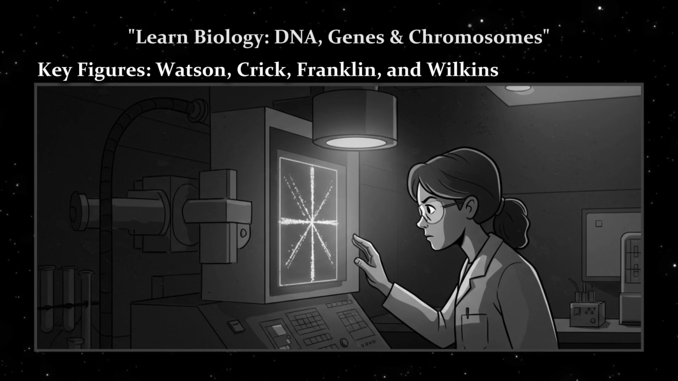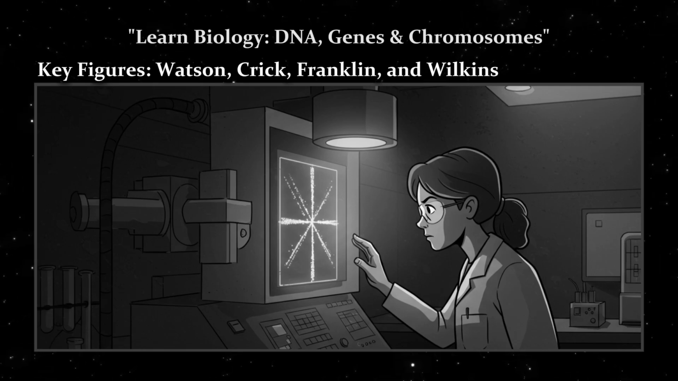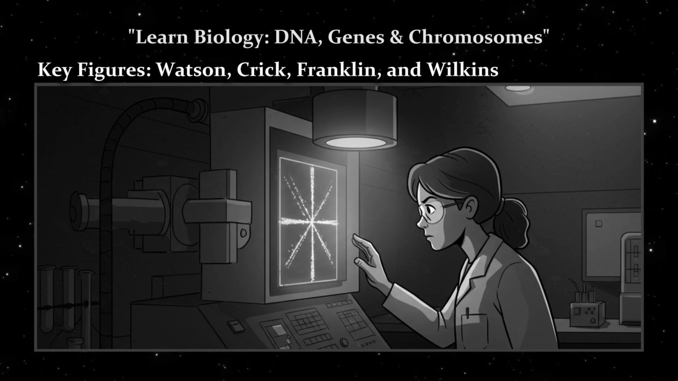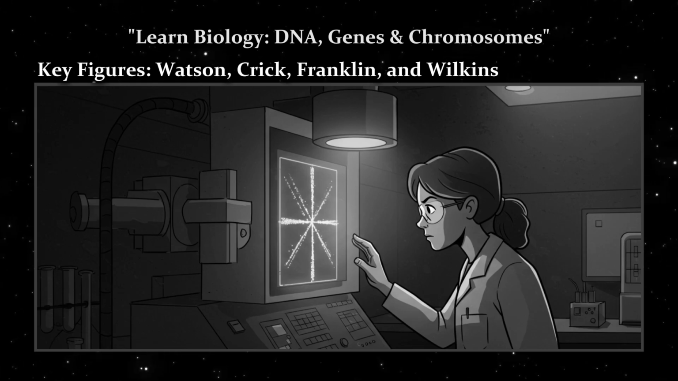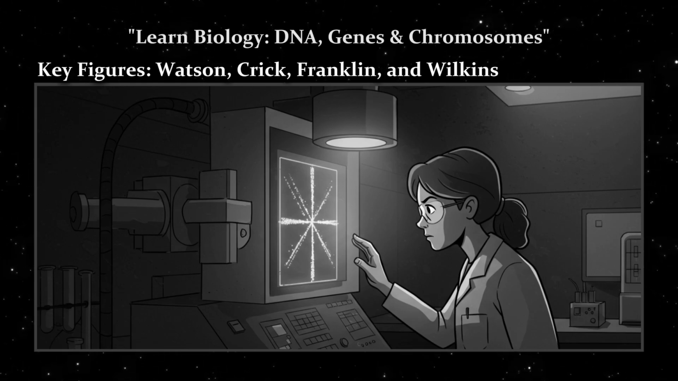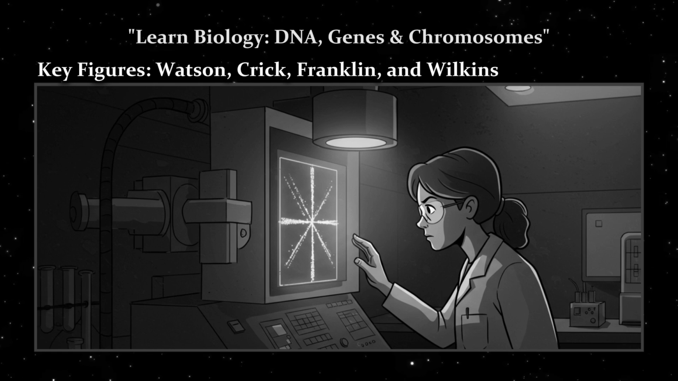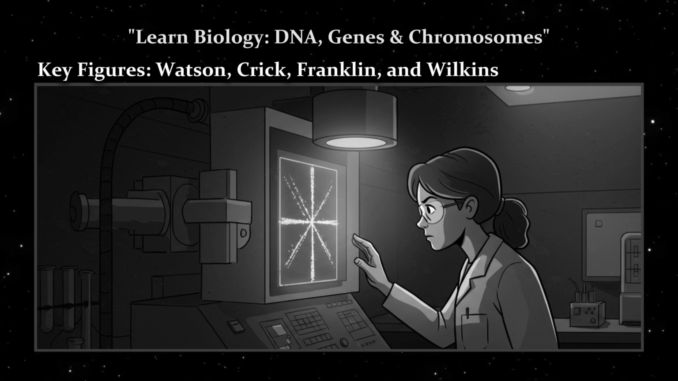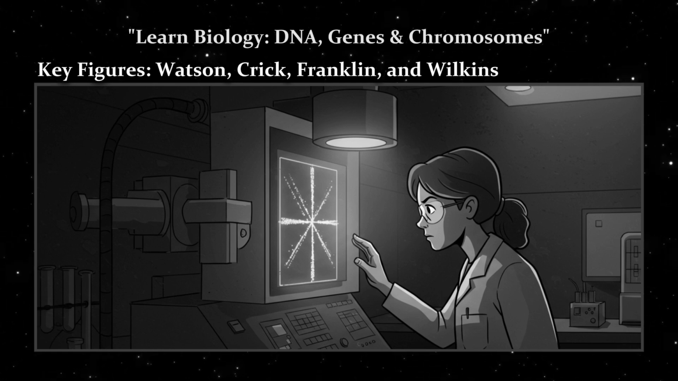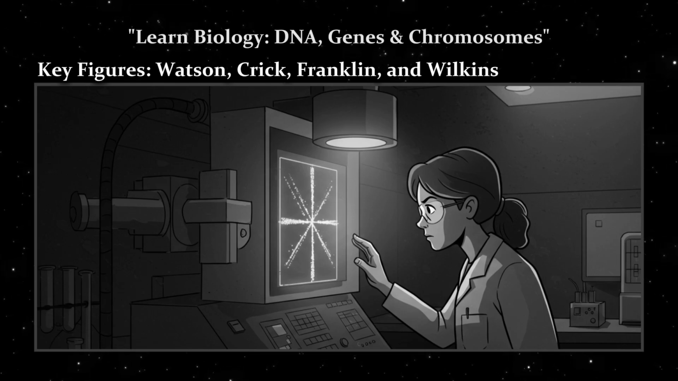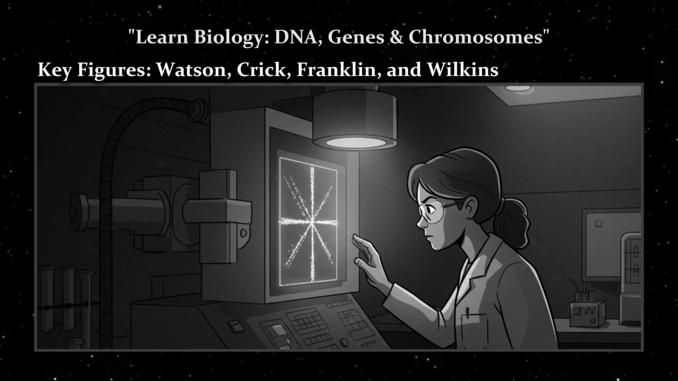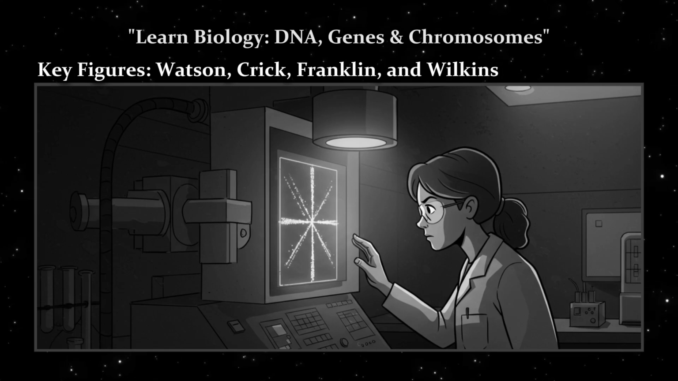To the untrained eye, it is meaningless. But to a physicist or chemist, this diffraction pattern is a set of mathematical clues. By measuring the angles and intensities of these spots, one can work backward to deduce the three-dimensional structure of the molecule that created them. At King's College, two scientists were at the forefront of this work.